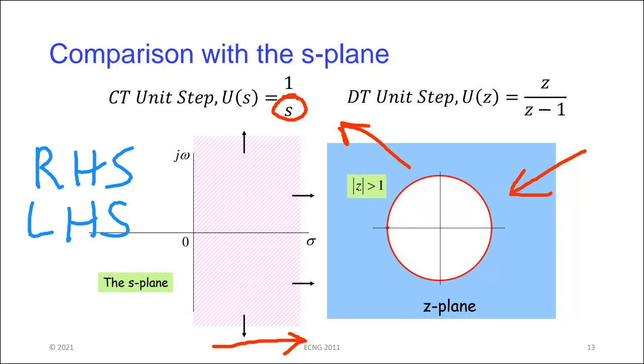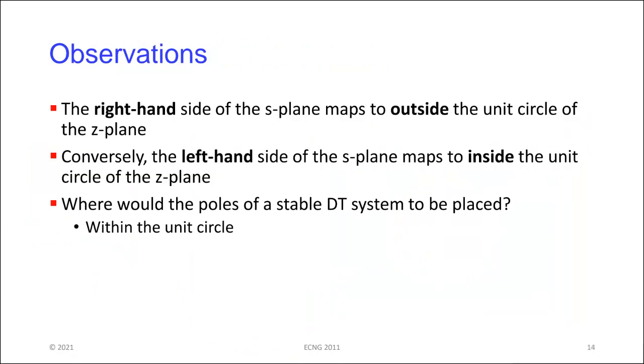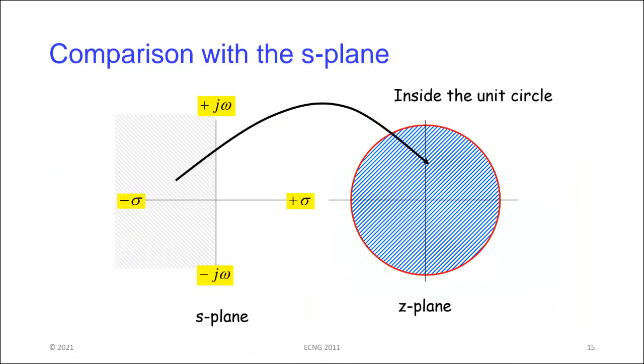And therefore, if you're looking at a mapping, if the right-hand side of the S-plane maps to the outside of the unit circle, then the left-hand side of the S-plane is going to map inside of the unit circle. So in other words, for a discrete time system to be stable, when we talk about poles and zeros, the poles and zeros have to be inside of the unit circle. All right? So that's this slide here.